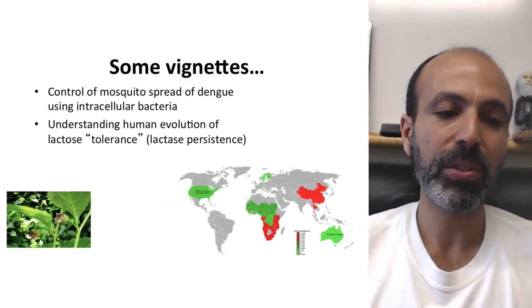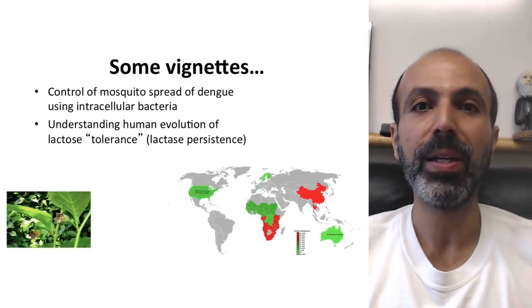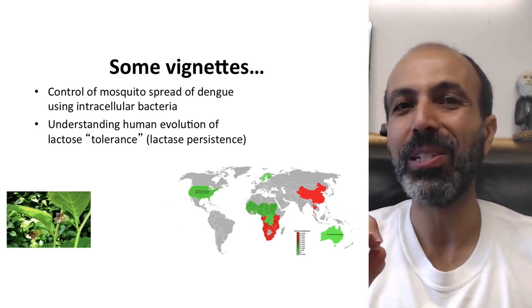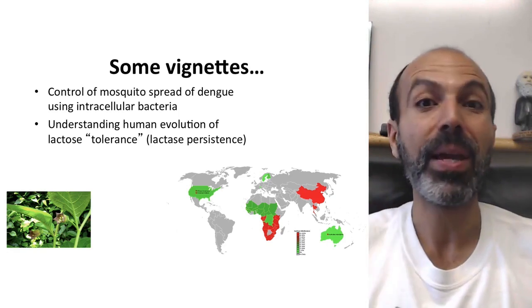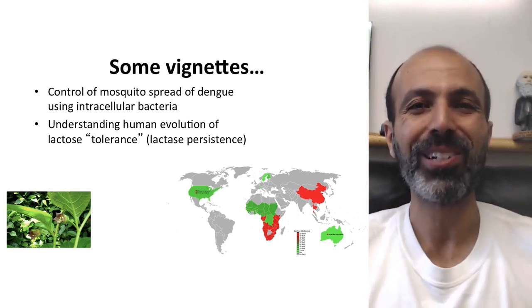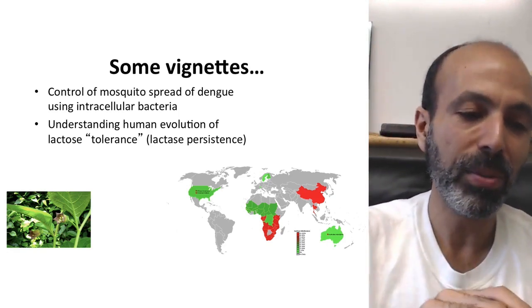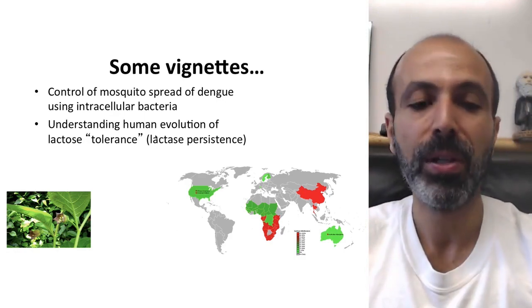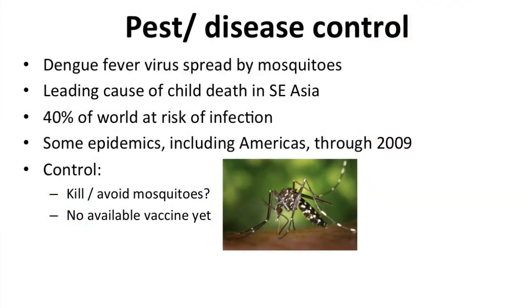Now, again, these are stories you already saw, so let me tell you a couple of new stories. First, I'd like to tell you about the control of mosquito spread of dengue using intracellular bacteria. This was a really cool case where an evolutionary insight may actually save a huge fraction of the world's population. And next, we'll talk about the human evolution of lactose tolerance, or lactase persistence. So let's start with dengue.